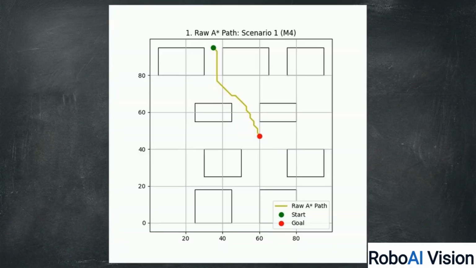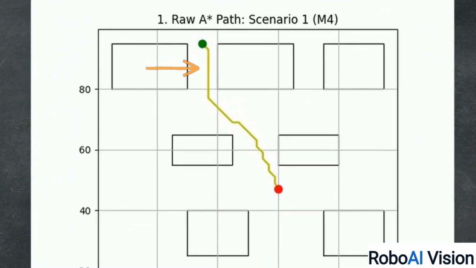This plot shows a raw A-star output. The yellow path bypasses obstacles using discrete segments and sharp angles. These corners represent C0 continuity. The path is unbroken, but curvature is discontinuous. To follow this, the robot must completely stop, rotate, and reaccelerate.